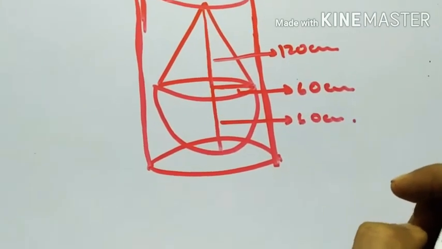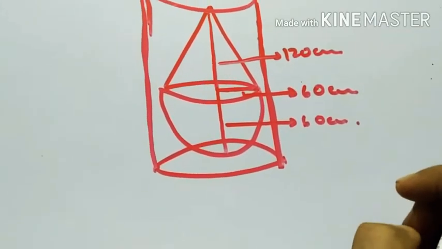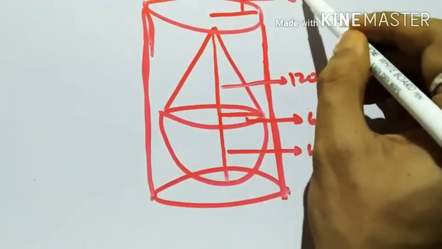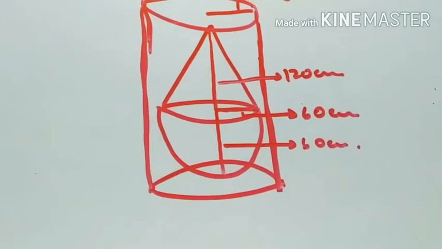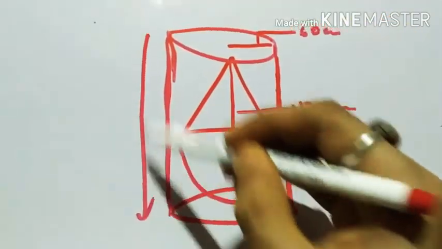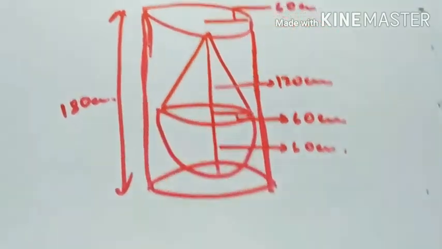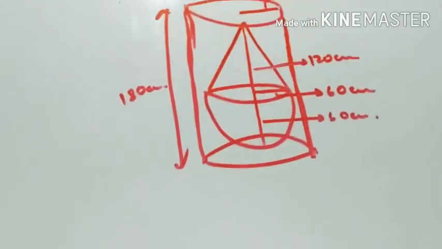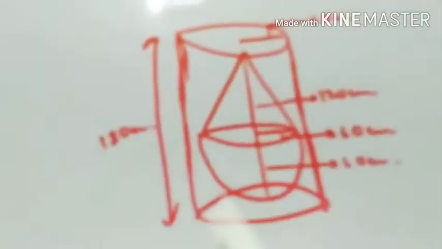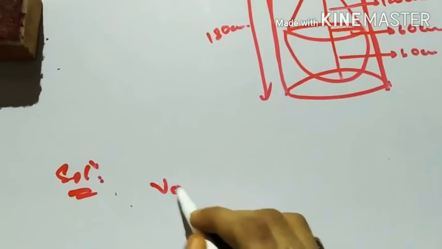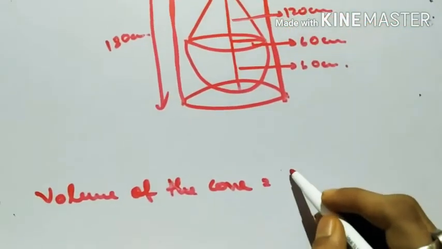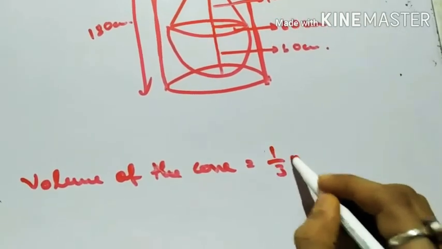Find the volume of the water left in the cylinder if the radius of the cylinder is 60 centimeter and the height of the cylinder is given as 180 centimeter. I have to find how much water is left in the cylinder. So first of all I will have to find the volume of the cone. Volume of the cone will be equal to 1 by 3 pi.